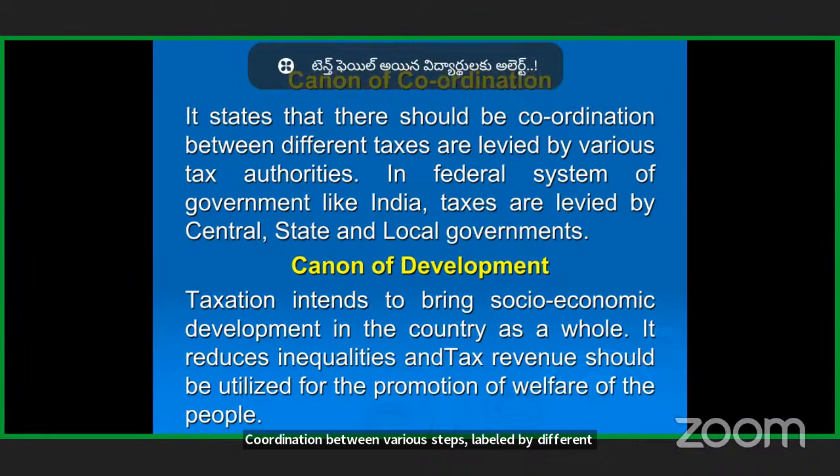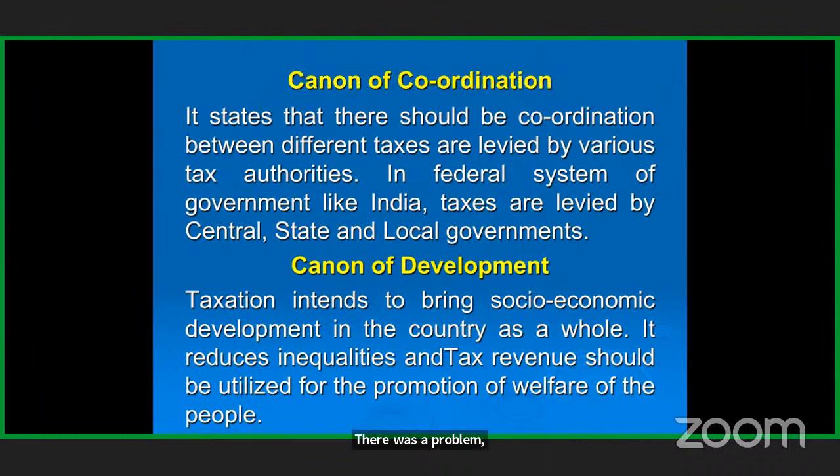There was a problem in imposing and collecting value-added tax in various states. So the Indian government introduced a single tax for all India, that is GST. So there should be a coordination between the different taxes that are levied by the various tax authorities, central government, state governments, and local governments.